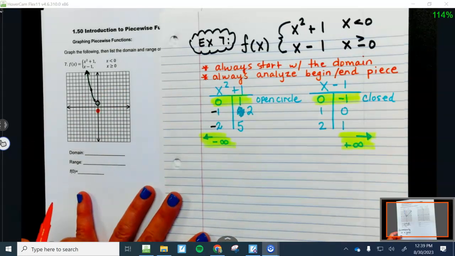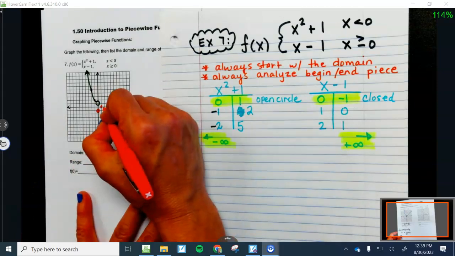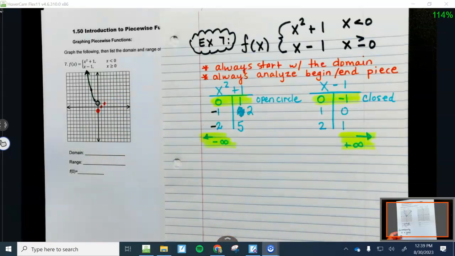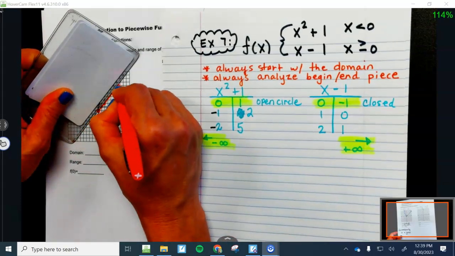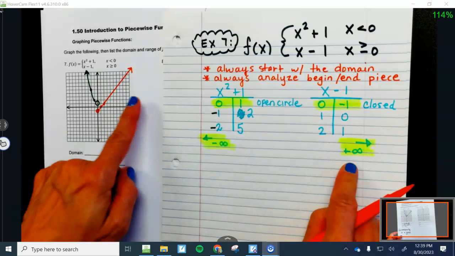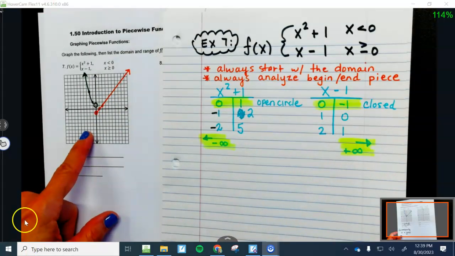And then let's go ahead and graph the other pieces. And since this is a line, guys, use your ID to make a nice, clean, straight edge and extend this line all the way to the edge of your graph. And don't forget, it goes to positive infinity, so it gets its arrows.